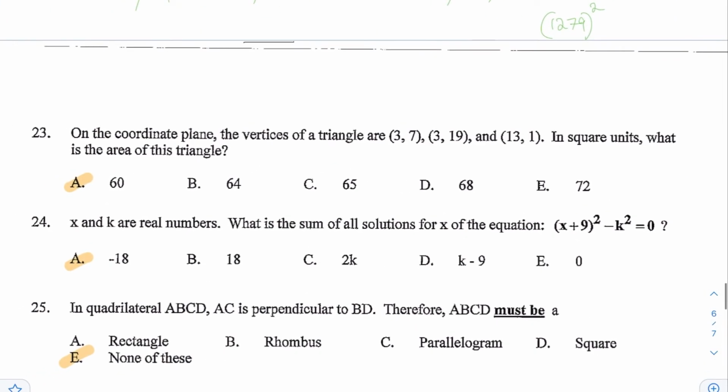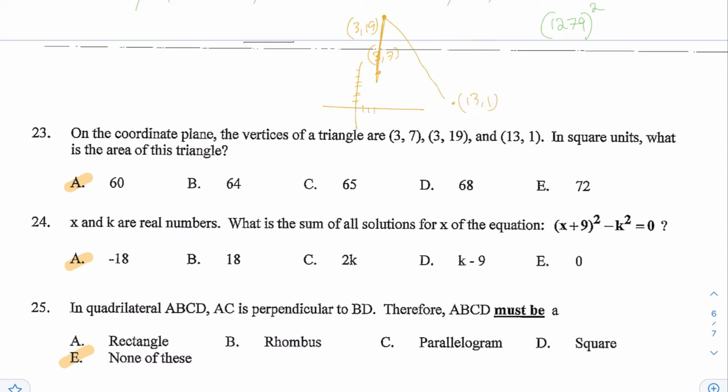Next, for number 23, on a coordinate plane, the vertices of a triangle are (3, 7), (3, 19), and (13, 1). In square units, what's the area of this triangle? So you want to draw a little graph. You have 3 and then 7. 3 and then 19. And then 13, 1. Which is all the way down here.